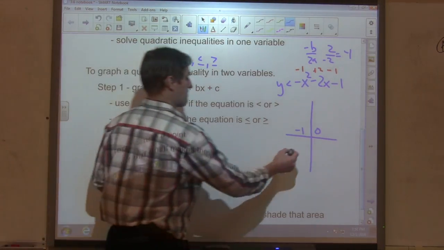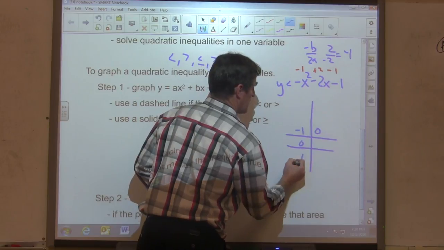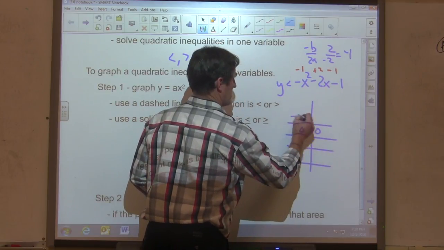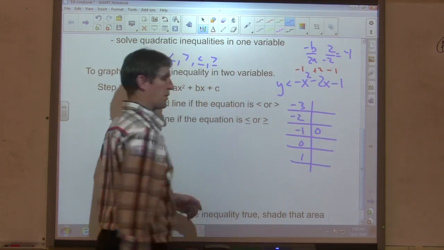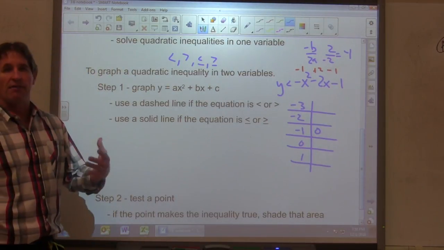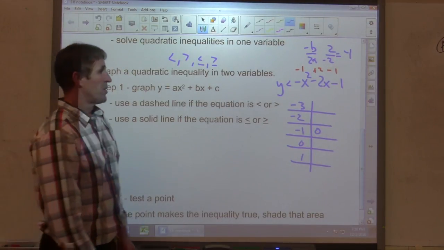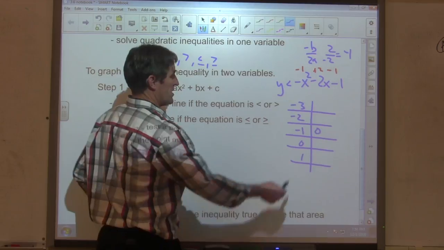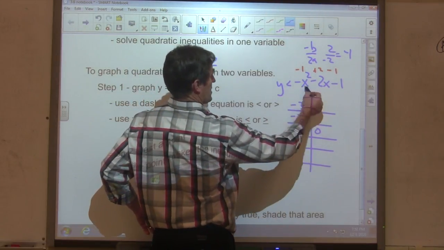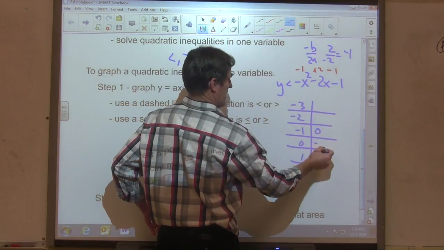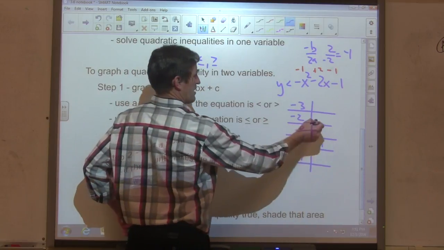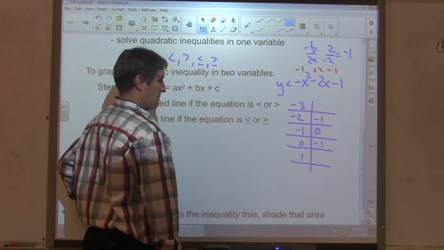From here, we just need to plug in values to get enough to know what the graph looks like. And again, our graphs don't have to be perfect on this. So you can plug in the numbers. 0 is an easy one because if we plug in 0, it's just whatever c is, so that's negative 1. And then remember it's symmetrical, so that's negative 1.